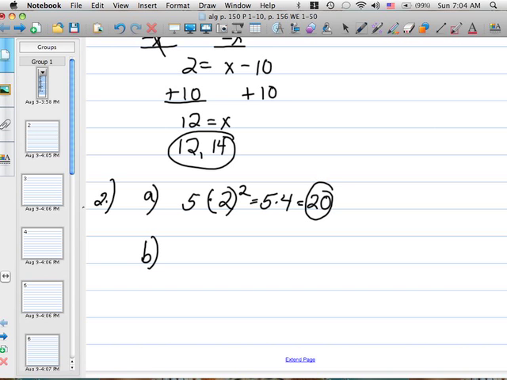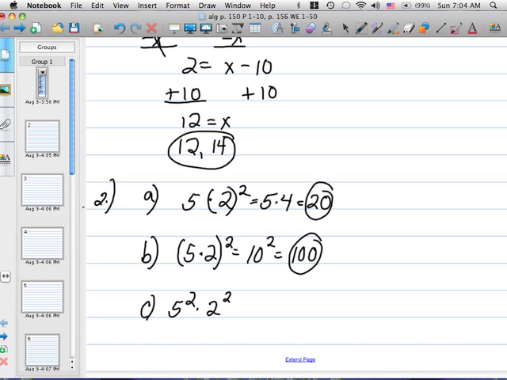Part B, I'm going to skip a line between these. We have parentheses 5 times 2, and we're squaring that. So that would be 10 squared, which is 100. And part C, we have 5 squared times y squared, which was 2 squared. So that's 25 times 4, which makes 100.